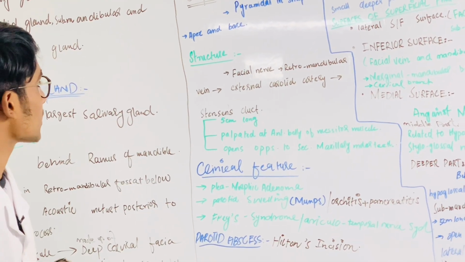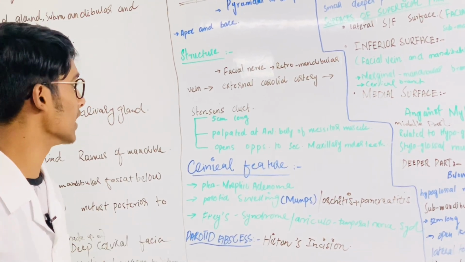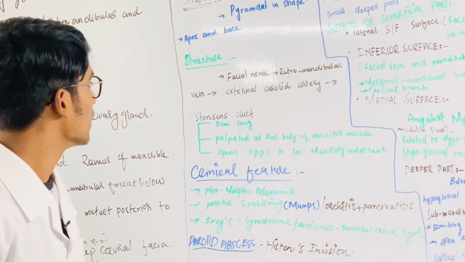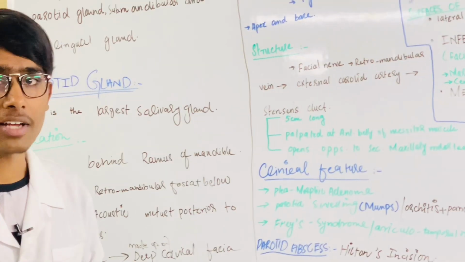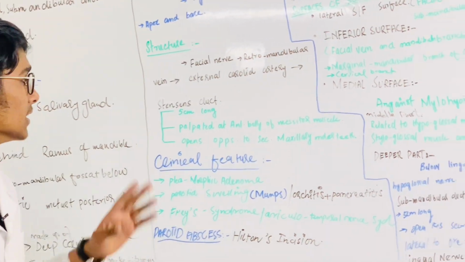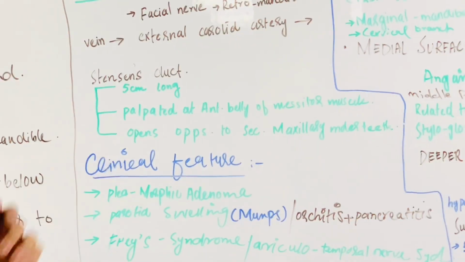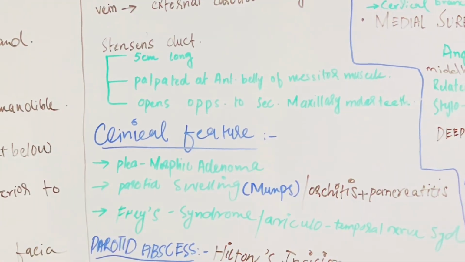The structures present in the parotid gland are the facial or retromandibular vein and the external carotid artery. And lastly there is the Stenson duct. It is 5 cm long. It can be palpated at the anterior border of the masseter muscle. It opens opposite the second maxillary molar tooth.